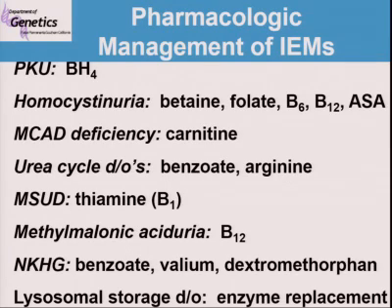We talked about homocystinuria and using betaine and aspirin. We talked about using carnitine supplementation in MCAD deficiency. We talked about sodium benzoate and other ammonia scavengers and arginine for treating urea cycle disorders. Maple syrup urine disease can be treated with one of the B vitamins, as can methylmalonic aciduria. Nonketotic hyperglycinemia we can treat with sodium benzoate. We can actually treat with Valium, which binds to the same receptor. And we can treat with cough syrup, dextromethorphan, usually in combination with these other ingredients. And as I'll get to in just a moment, lysosomal storage disorders, where there is enzyme replacement treatment available.